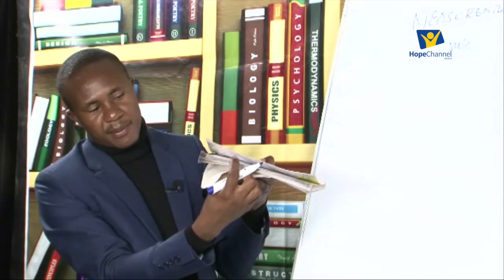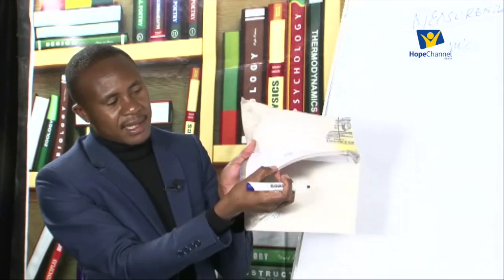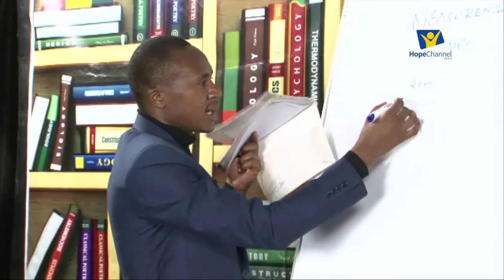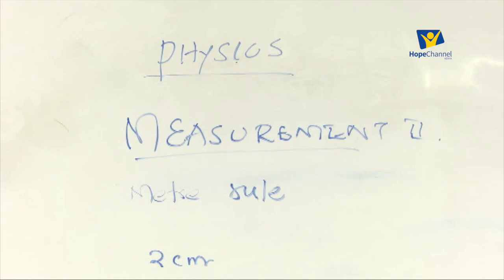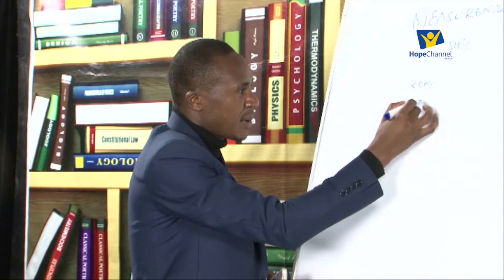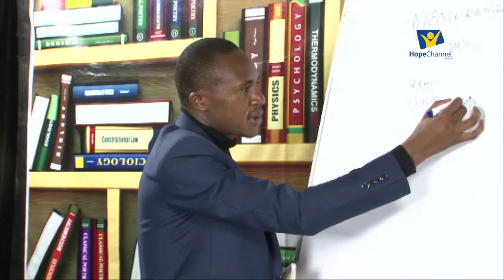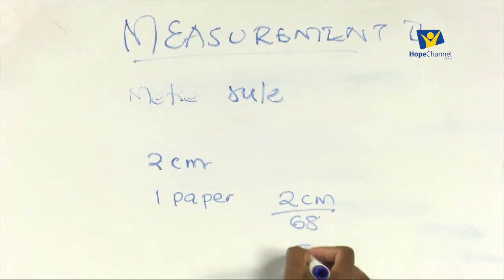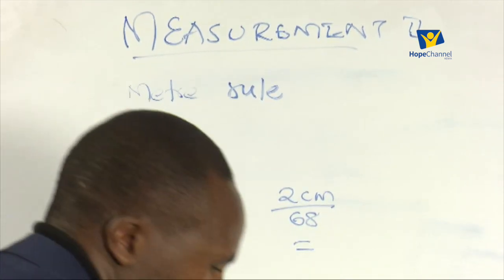So if we wanted to get the thickness of one of them, we shall measure the length or the height of all the papers inside there. Say it is 2 centimeters. So to get the thickness of one sheet of paper, because they are around 68, then the length of one paper will be equal to 2 centimeters divided by the 68 of them. So it will give you some answer. So that is what we discussed in Form 1, and that was our way of approximating.